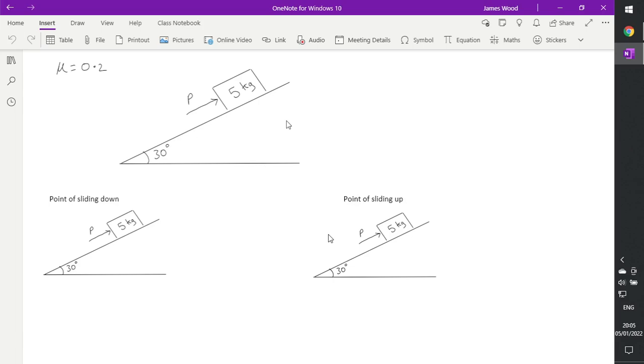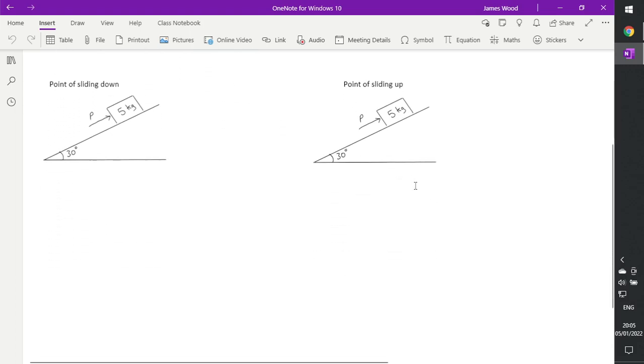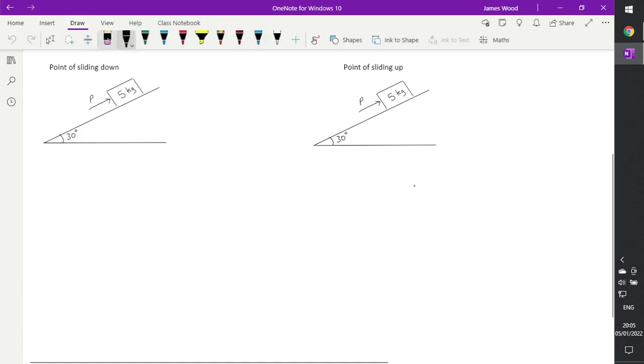The way that I normally explain the difference is imagine that you were moving some furniture. You've probably been in this scenario before, maybe moving some furniture up some stairs. If it's on the point of sliding up, this is when you're pushing hard enough to actually make your bit of furniture go up the stairs. That takes quite a lot of effort to get your wardrobe to actually move up the stairs. So here, P is going to be quite big.